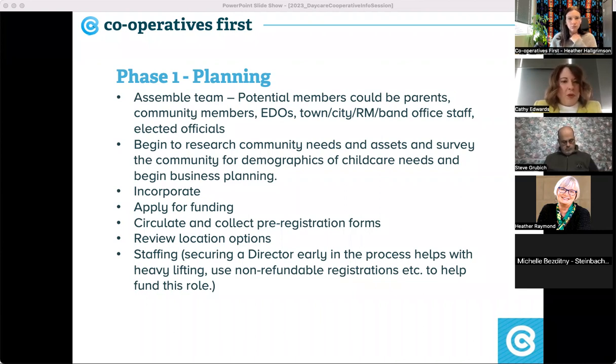Then you move through to a pre-registration form phase. So after you've assembled your data and submitted for funding, we've added a step called a pre-registration form, and there are some reasons why you want to consider incorporating that into your process. And then reviewing location options. Some of the feedback we've had across the board is that location is a challenge. And so what you want to be doing is starting on that process really early on.